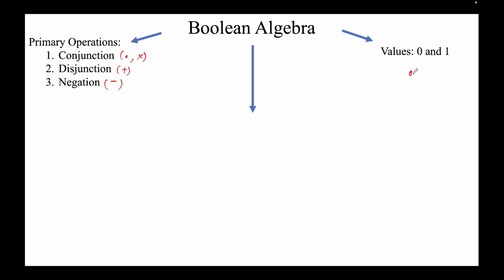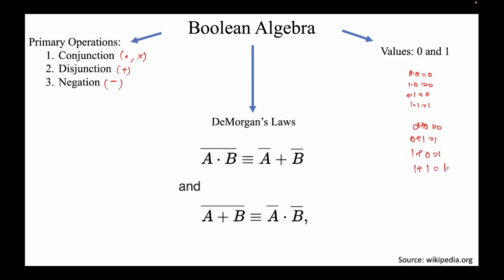For instance, 0 times 0 is 0, 1 times 0 is 0, 0 times 1 is 0, 1 times 1 is 1. Similarly, 0 plus 0 is 0, 0 plus 1 is 1, 1 plus 0 is 1, 1 plus 1 is 1. And there are two other laws called De Morgan's laws. These are often used to convert a conjunction to a disjunction and vice versa. You can see this is converting a multiply to an addition, using some negation. So to solve the problems, we use these De Morgan's laws.